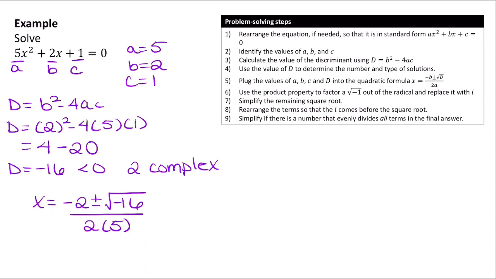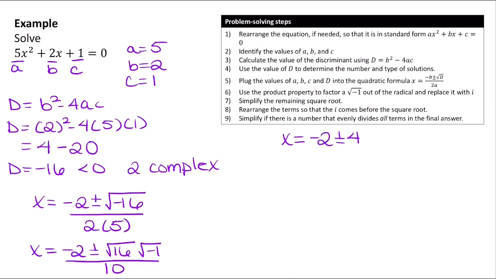So I'm going to work on now fixing this square root, okay? So we have x equals negative 2 plus or minus the square root of 16 times the square root of negative 1, all over 10. Well, the square root of 16 is just 4, right? So we have negative 2 plus or minus 4. And remember that the square root of negative 1 is i, okay? And that's all going to be over 10.